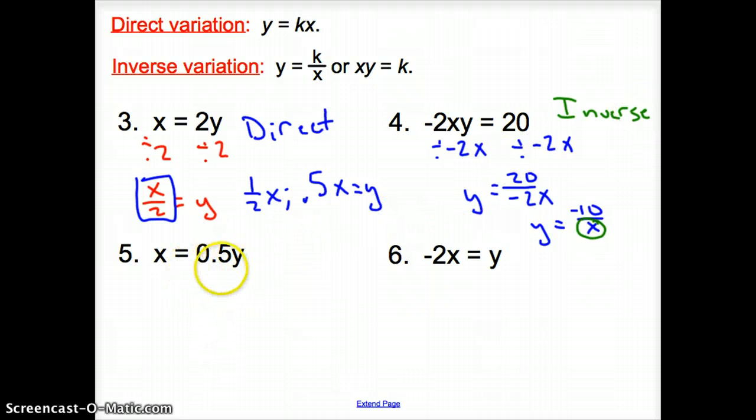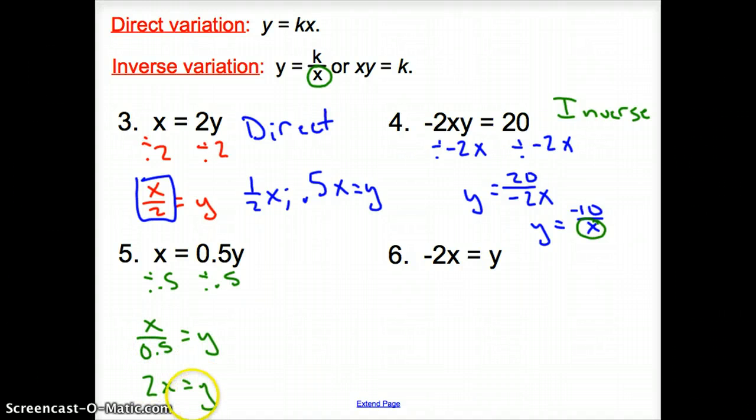Again with 5, what do we have to do to get y by itself? We have to divide by 0.5. We're dividing by 0.5, and so now we have x over 0.5 equals y. Well, it looks like it's inverse variation to me, but is x on the bottom? X is not on the bottom. 0.5 is on the bottom, and if you wanted to, you could rewrite this problem as 2x equals y. Now it looks more like a direct variation because it is a direct variation.